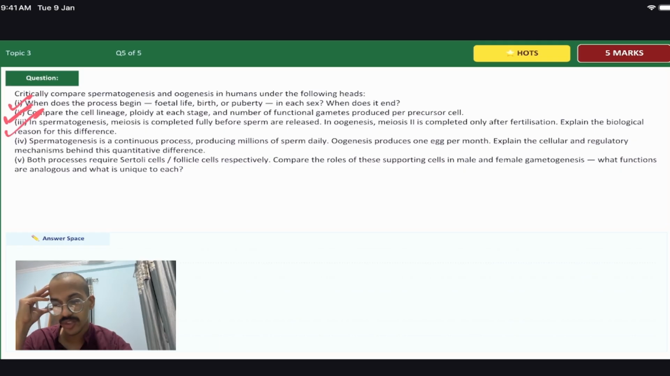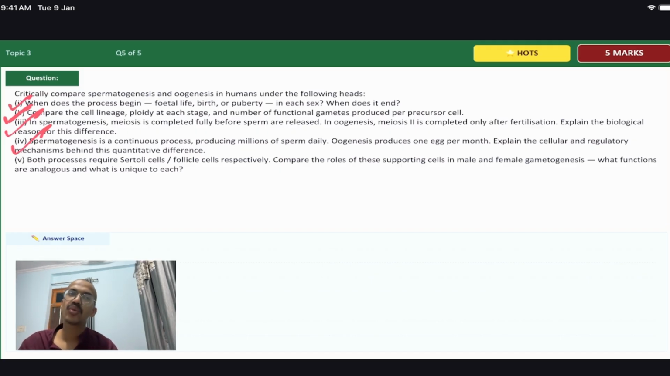Spermatogenesis is a continuous process, producing millions of sperm daily. Oogenesis produces one egg per month. Explain the cellular and regulatory mechanism behind the quantitative differences. I have told you this thing, and you also know what it is. Both processes require Sertoli cells and follicle cells respectively. Compare the role of these supporting cells in the male and the female.